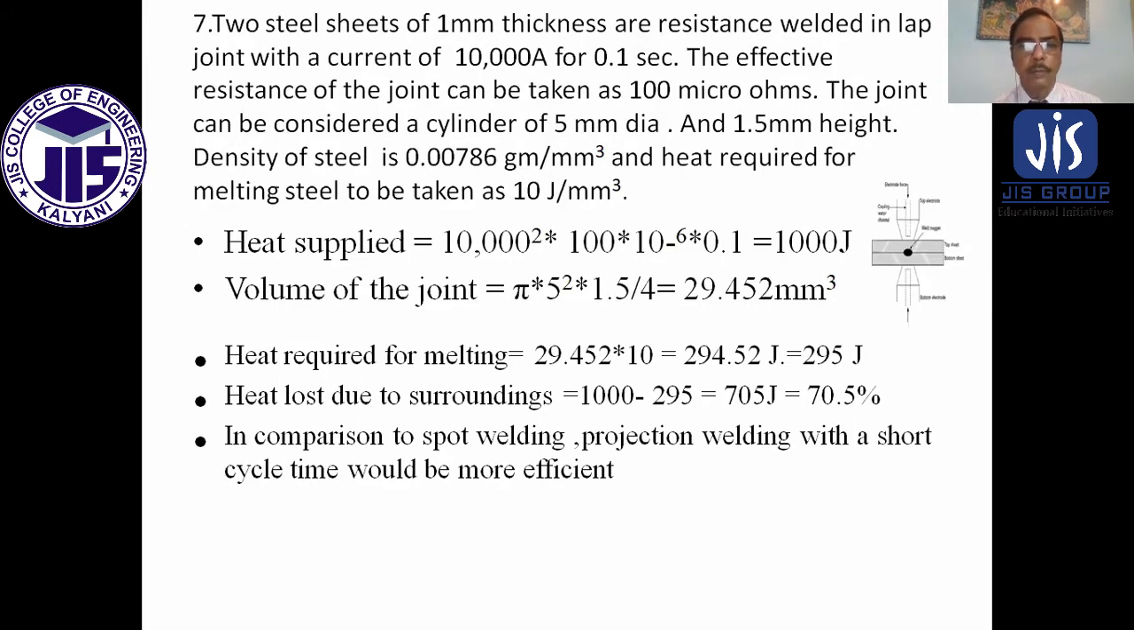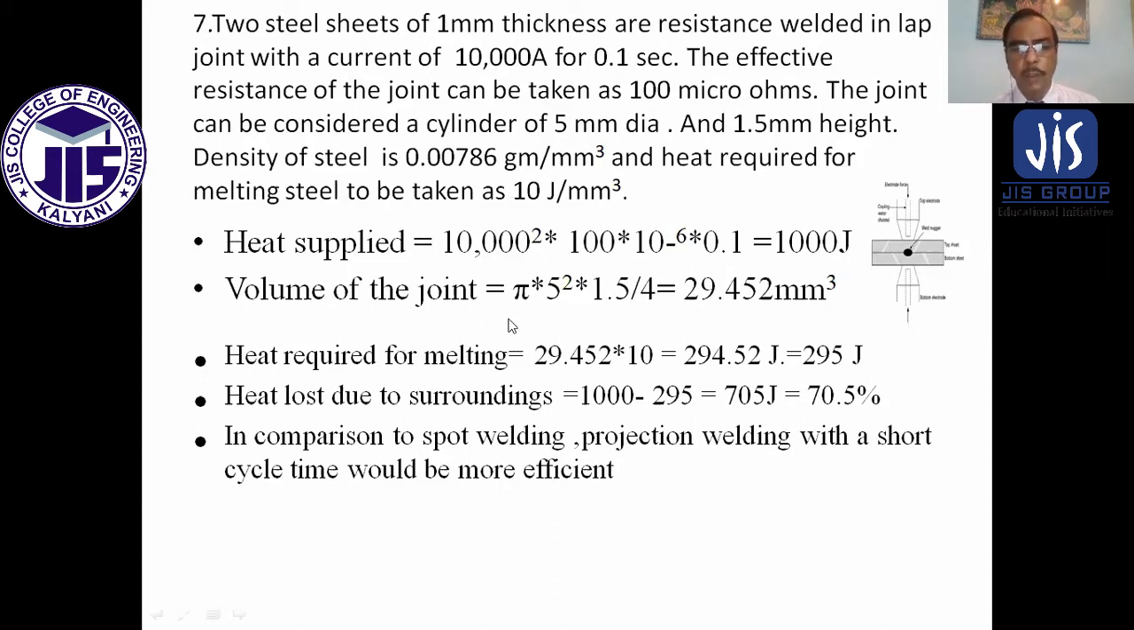Heat supplied is I squared R T, that is 10,000 squared into R, which is 10 to the power minus 6 ohms (micro-ohms), into thickness 0.1 second. T is 0.1 second. So it is 1000 joules.